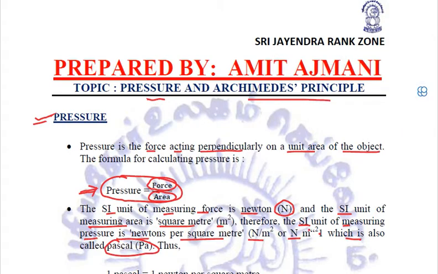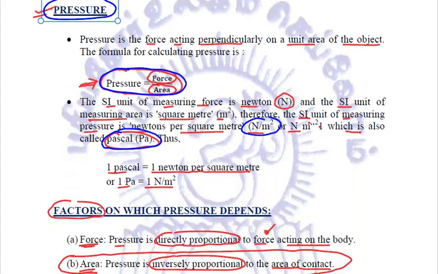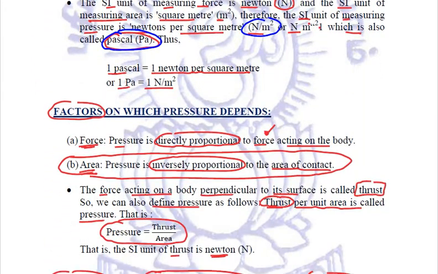Try to relate it. We studied about pressure first. What is pressure? Pressure is force per unit area. SI unit, Newton per meter square, or it is expressed in terms of Pascal. The SI unit of pressure is Pascal, and 1 Pascal is equal to 1 Newton per square meter.